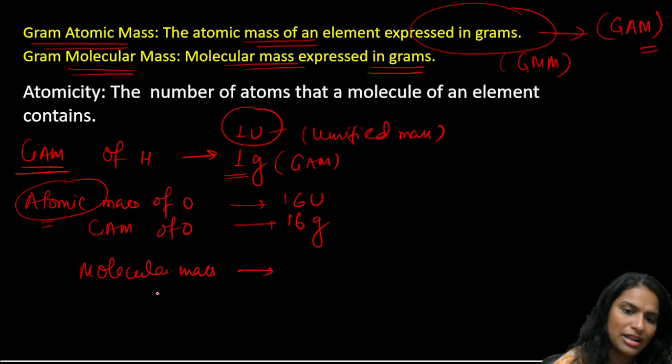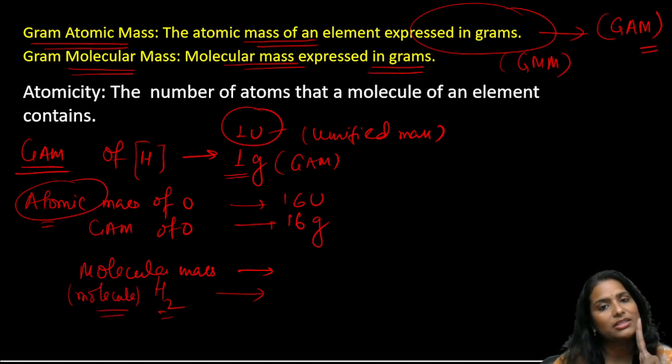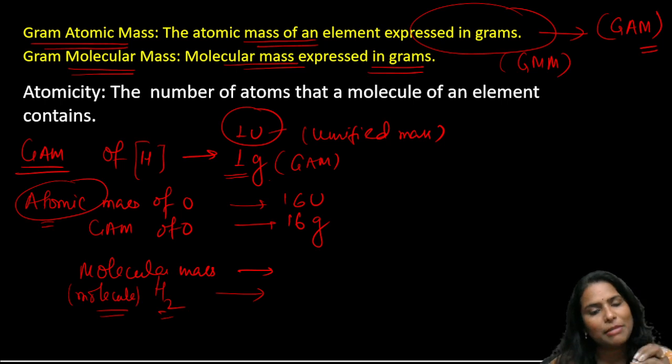Suppose for example H2 is a molecule, right? Here this is an atom, this is a molecule. I hope everyone understands the difference between an atom and a molecule. An atom is the simplest unit of matter, whereas when atoms combine, molecules are formed, right?